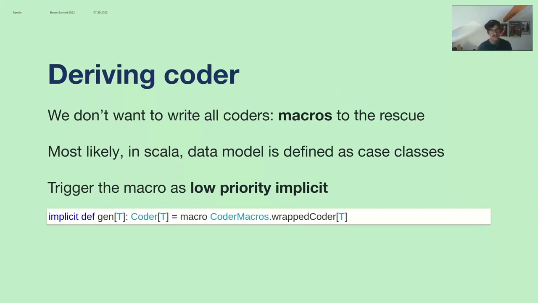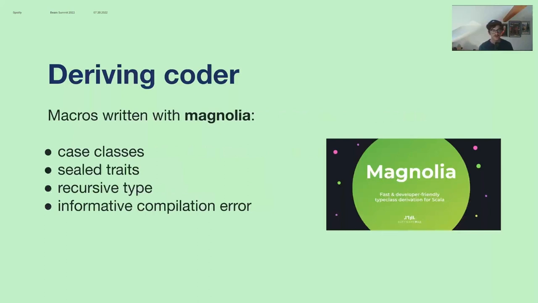Most likely in Scala, your data model will be case classes or tuples, so it's easy to infer the coders. Triggering the macro is done by, let's say, a low priority implicit. This is the definition. Low priority means that if you manually define an implicit for your type, the macro will not trigger and the compiler will prefer yours instead. To derive the coder with the macro, we use a library called Magnolia, for different reasons. First, it supports case classes and sealed traits. A sealed trait is a kind of closed interface hierarchy. If you have a tree with node and leaf, or Option with Some and None, this is defining a sealed trait in Scala. It works with recursive types. And also, if the compiler fails to derive your coder or type class, it comes with an informative message.